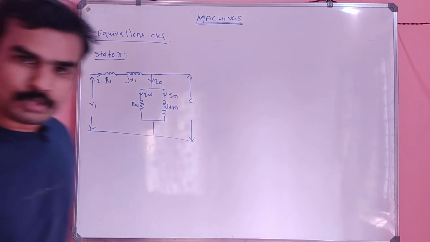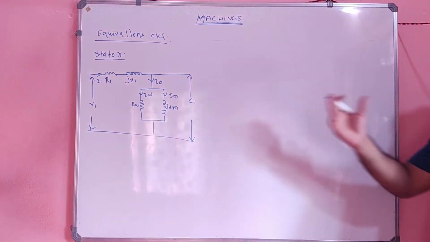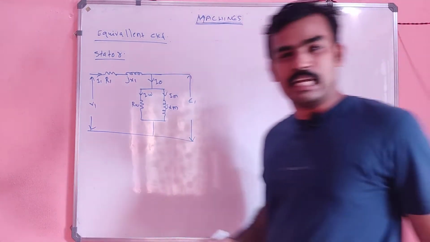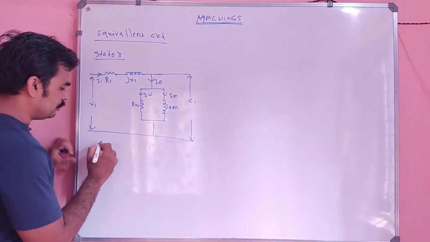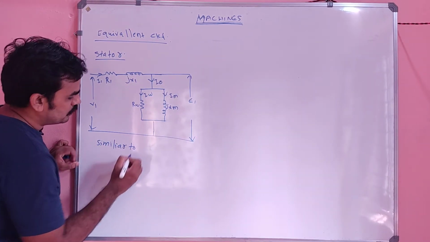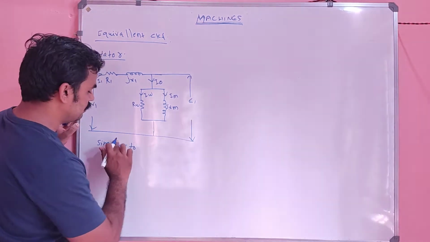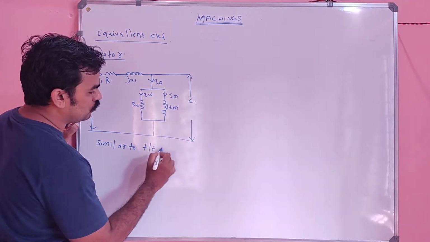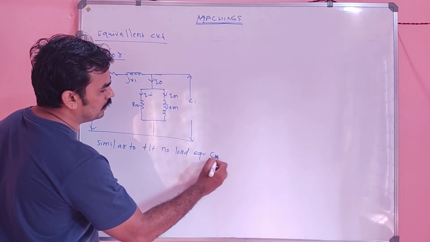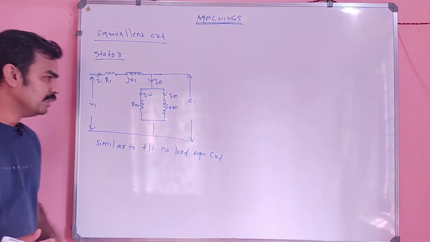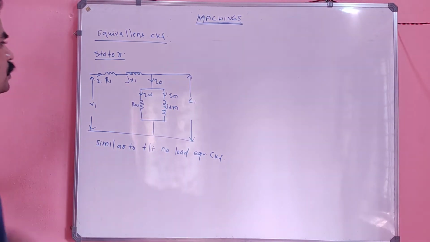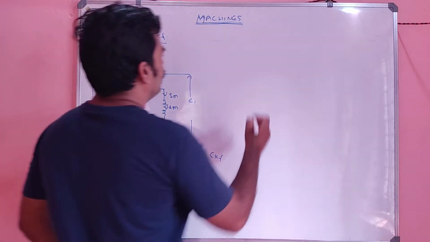This is the equivalent circuit of the stator side. Can you find any similarity with the transformer? It is exactly the transformer no load equivalent circuit, right? It is equal to the transformer no load equivalent circuit because it is similar to a transformer. So this is the stator equivalent circuit.